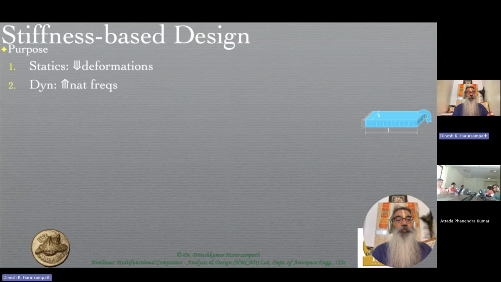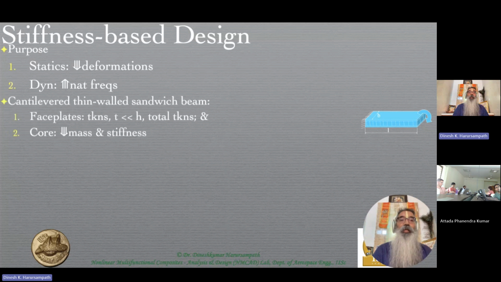So it's very clear that whether I take the static path or the dynamic path, I will come up with a particular material-based criterion for stiffness-based design. Since we already dealt with statics, we'll now go forward and deal with dynamics. And the boundary condition I already mentioned to you is cantilever.